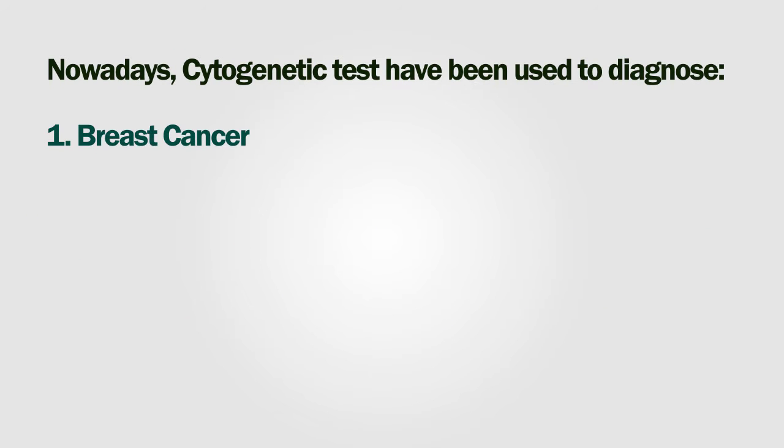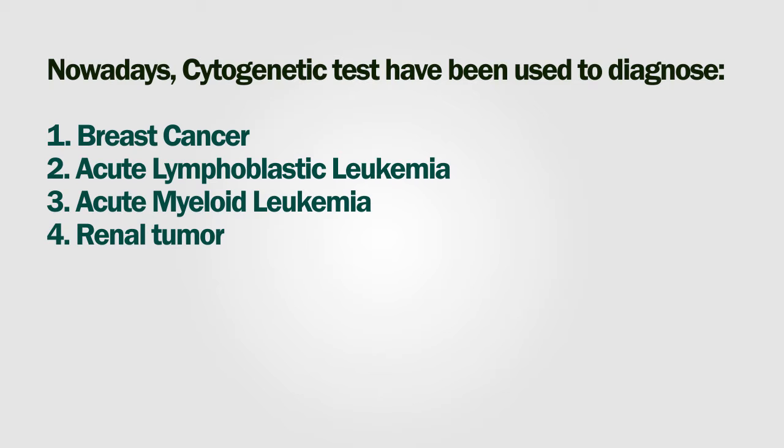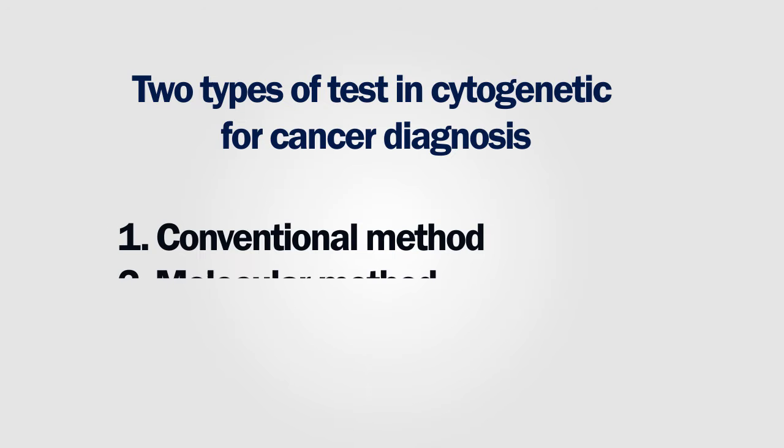Nowadays, cytogenetic tests have been used to diagnose breast cancer, acute lymphoblastic leukemia, acute myeloid leukemia, renal tumor, and many more. Two types of tests in cytogenetics for cancer diagnosis: first, the conventional method, and second, the molecular method.